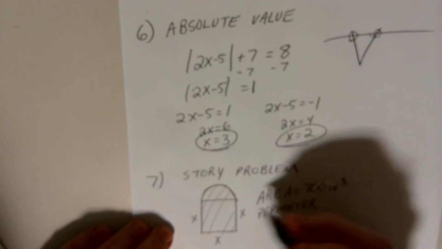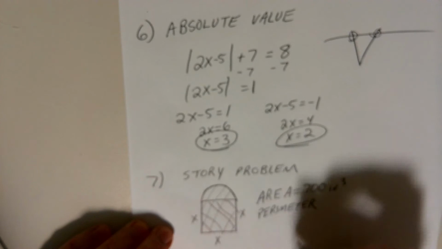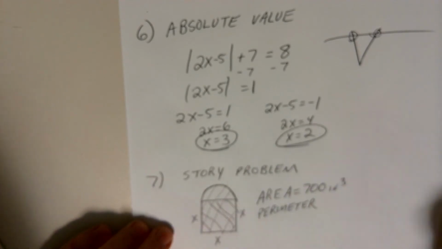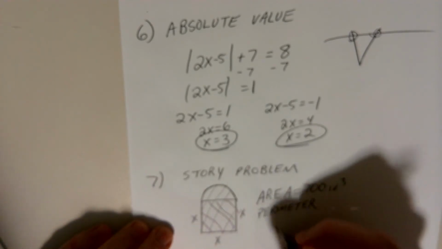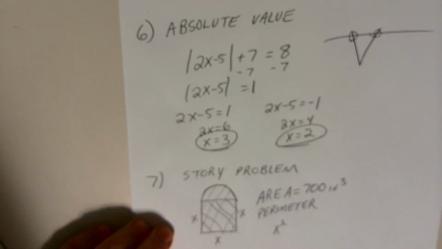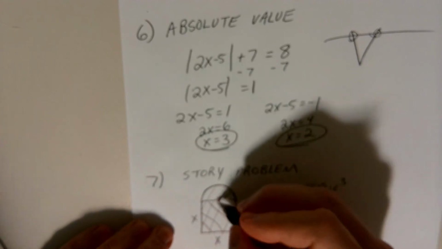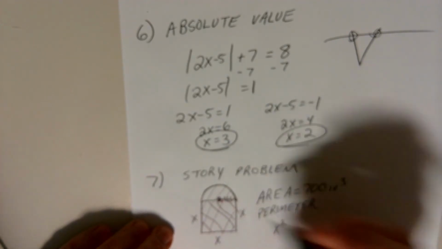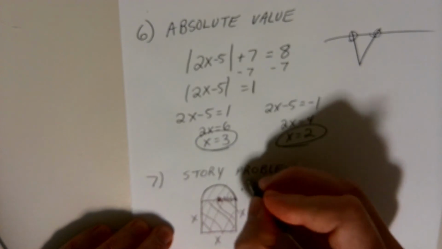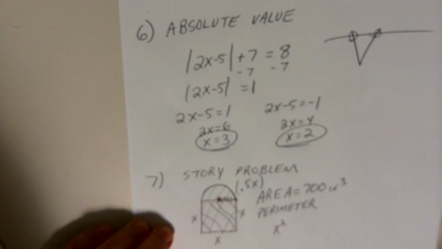Well, I know that the area of this square, because it's a square, and I said that up front, the area of that square is x squared, because it's length times width, or side times side. Good deal? Now, if this is a semicircle, then its radius must be 0.5x. Does that make sense?